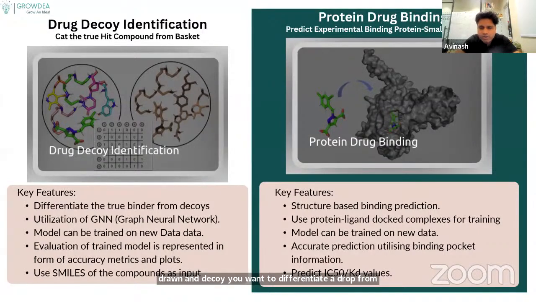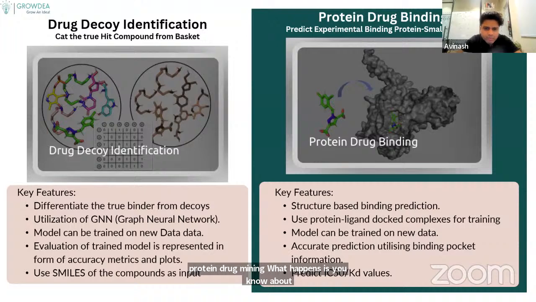Now the fourth one is protein drug binding. You guys know about docking, right? Docking is one of the things in drug discovery which is very highly known. Many of us know about docking at least. What happens in docking is that your compound goes inside the protein at the active site, or at the site of the binding.